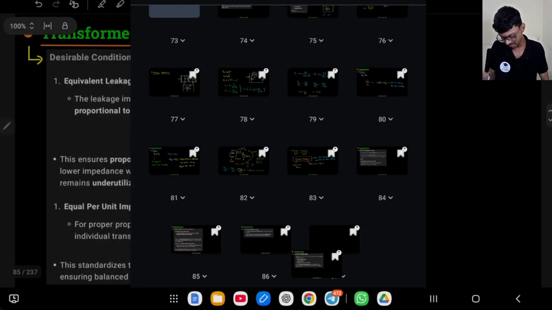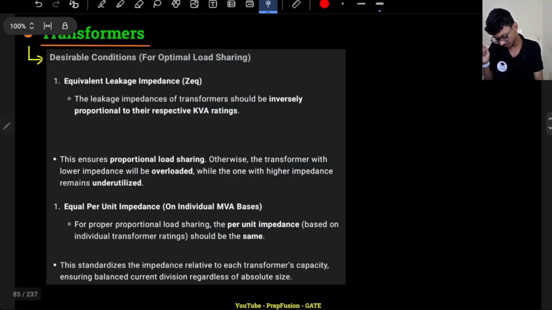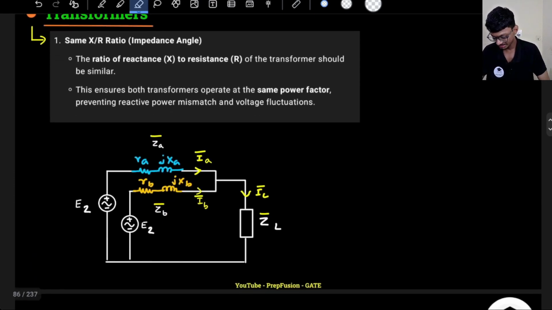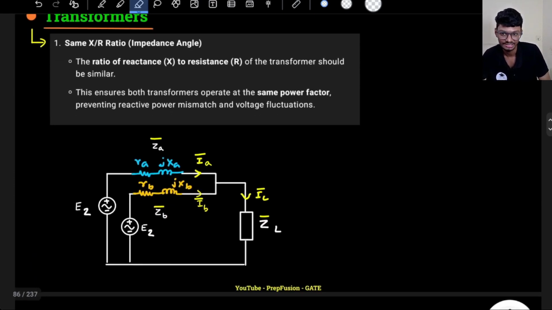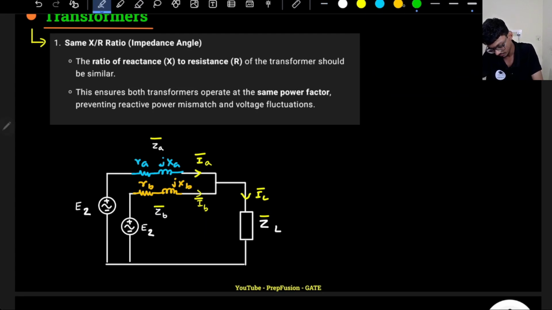And the next condition, per unit impedance we have already discussed. So now let's come to this next condition, that is they must have same X by R ratio. Now it is not mandatory, but it is a desirable quantity. Why? If the X by R ratio is different, what does that mean?